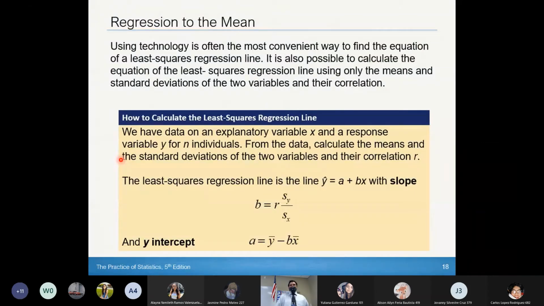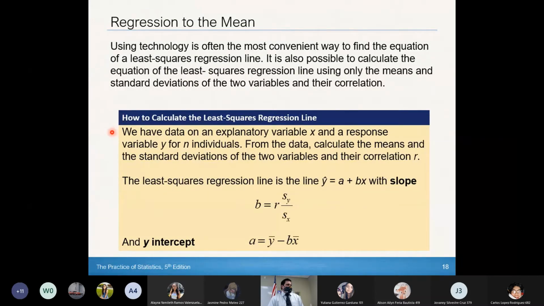So we can also find a regression equation using means. Using technology is often the most convenient way to find the equation of a least squares regression line. It is also possible to calculate the equation of the least squares regression line using only the means and standard deviations of the two variables and their correlation. So if we have r, and we have the mean and standard deviation of both sets of our quantitative data, we can use that to then get the equation of the least squares regression line.